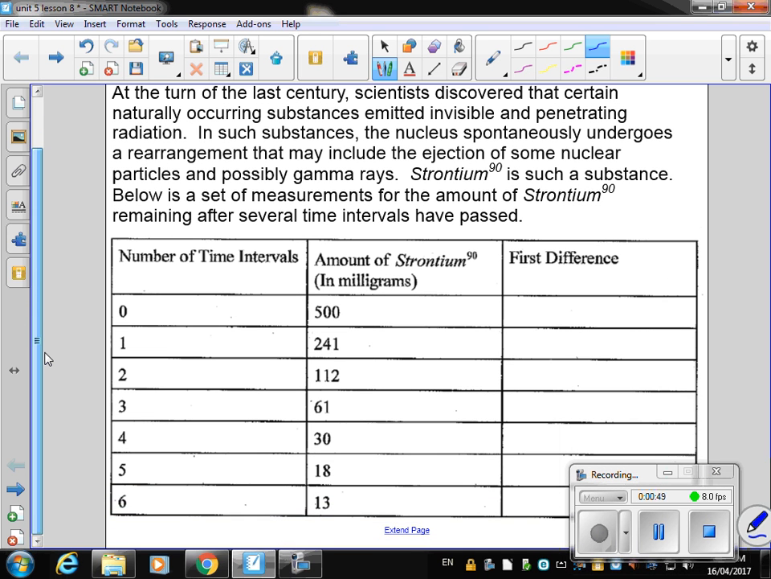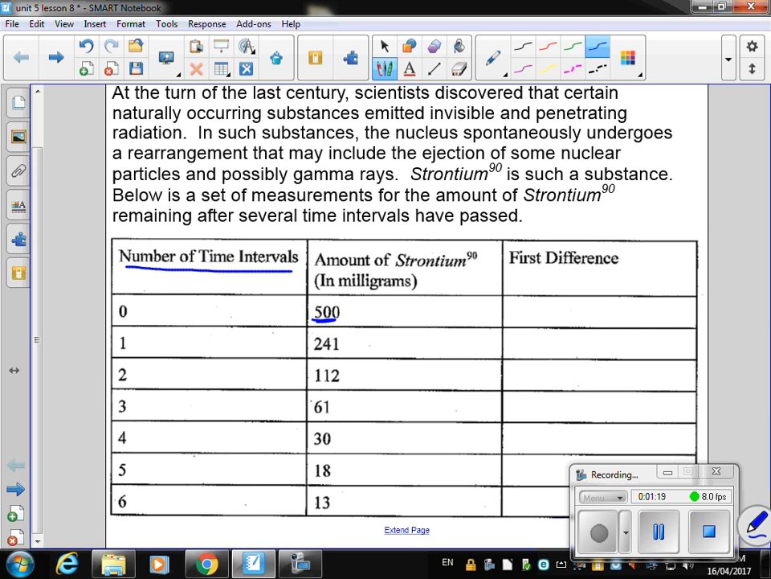They haven't told us how long a time interval is for strontium to decrease so much. It just says number of time intervals. That could be every month they measured it, or every week, or every 1,000 years. We don't know. Okay? But we do know at the beginning of the story, we had 500 milligrams. Finding the first differences can help us determine an exponential growth or decay equation.